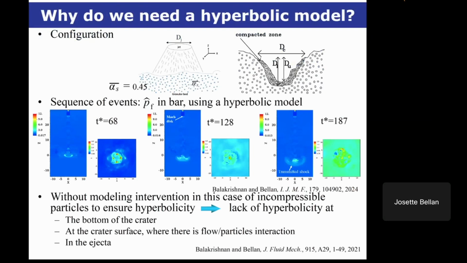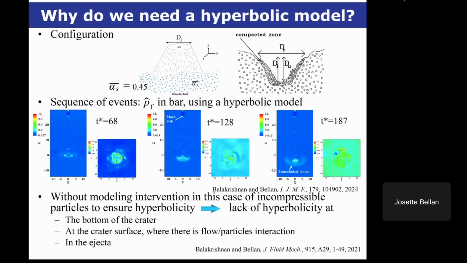So why do we need a hyperbolic model? First of all, you see the configuration is that of the jet impinging on a not necessarily flat surface, and the volume fraction here, for example, for the undisturbed soil, is 0.45. Next to it, to the right, you see the vision that we all have of the crater. The crater has a compaction zone, with a lower depth and an upper depth, a crater floor, and a diameter of the crater.